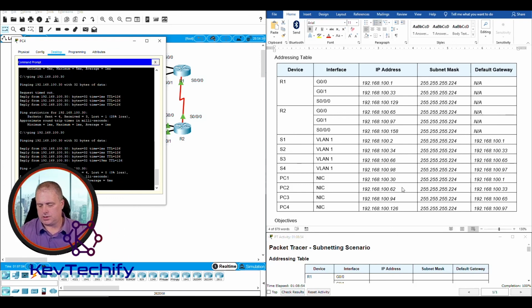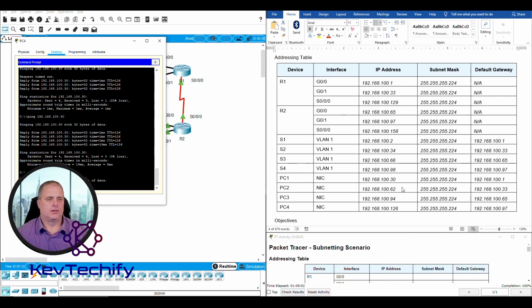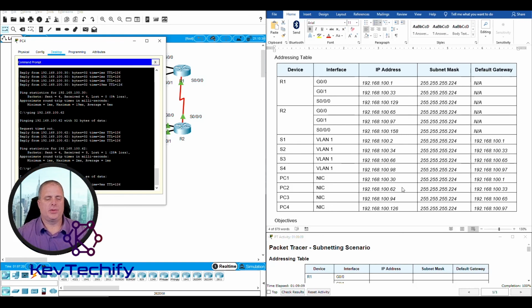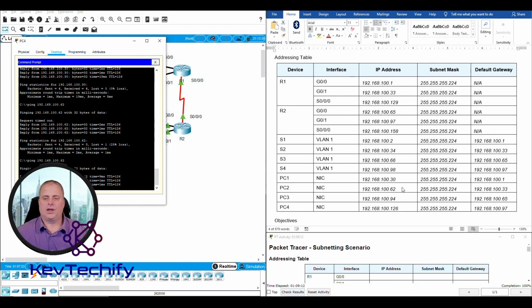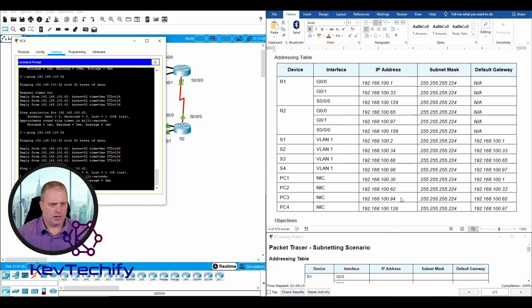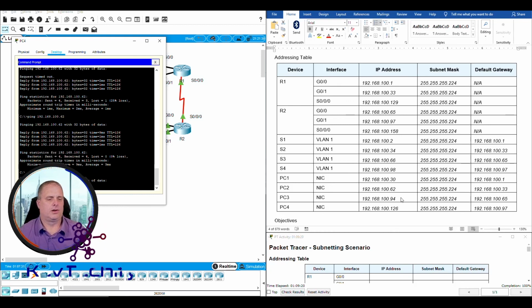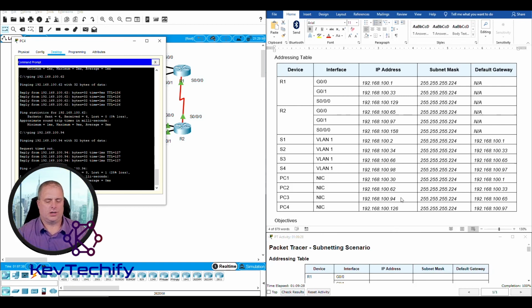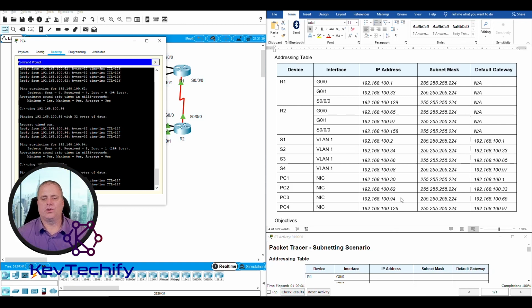Ping PC2. Ping 192.168.100.62. Do the ARP request. Probably fail once. There it is. 3 out of 4. I'm going to just repeat it. Make sure all 4 work. There we go. And let's ping PC3. 192.168.100.94. Going to fail the first time. Next 3 are going to work. Repeat that ping just to verify all 4 work.